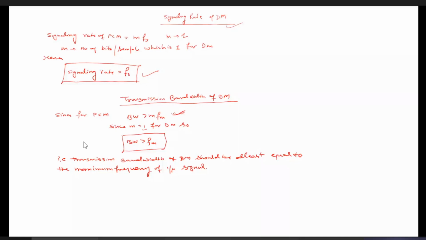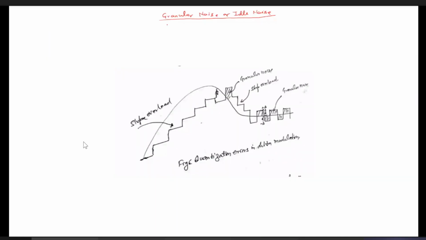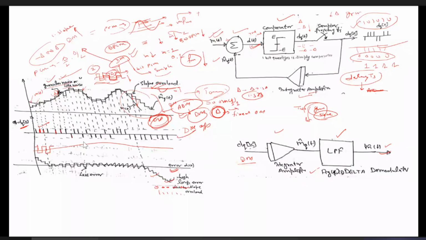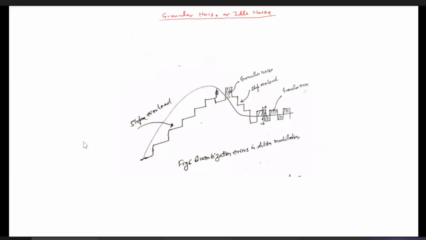Now, coming to granular noise or idle noise. We have already discussed the slope overload and derived the conditions for it. So let us study the granular noise and derive some conditions for that. And let us derive the signal to noise ratio, as we calculated in the case of PCM; let us calculate the signal to noise ratio for the delta modulation. So how can we calculate? Let us first have some idea about the granular noise, then I will come to the calculation of the signal to noise ratio for the delta modulation.